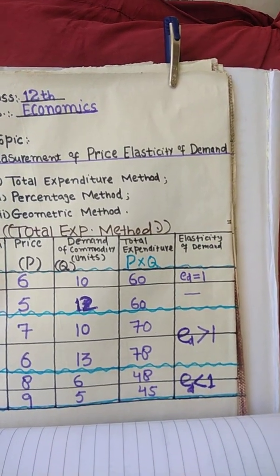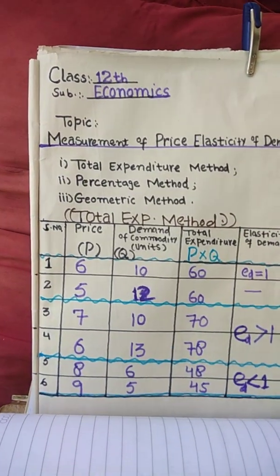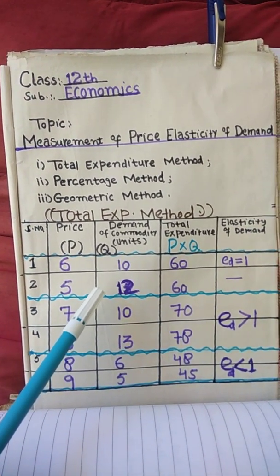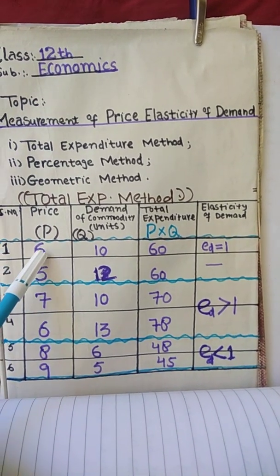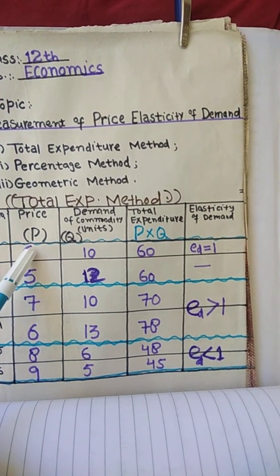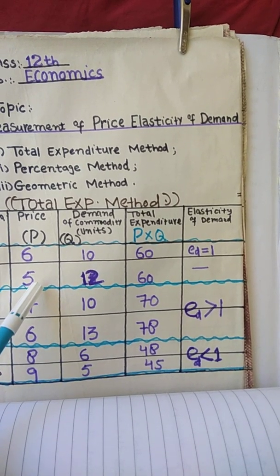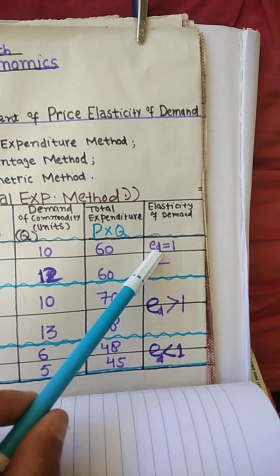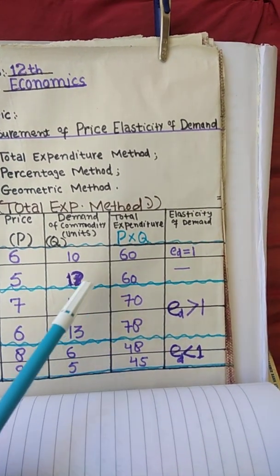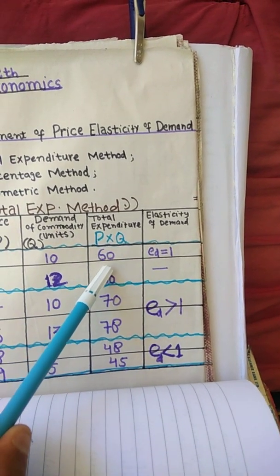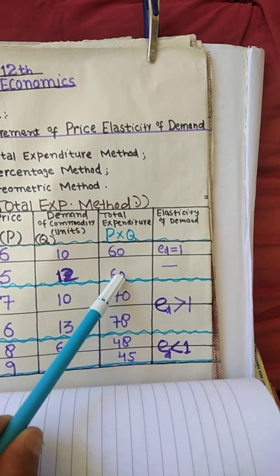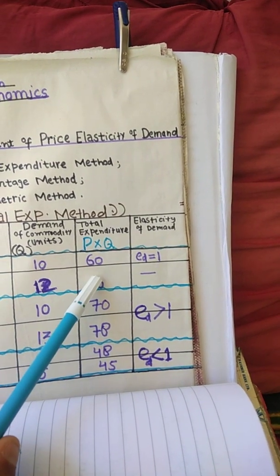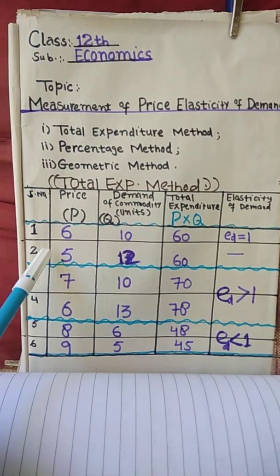Dear students, as you see in the table, between 1 and 2, that is when price falls from 6 to 5, the elasticity is equal to 1. Why is elasticity equal to 1? Because the total expenditure made by the consumer is the same before and after the change in price.